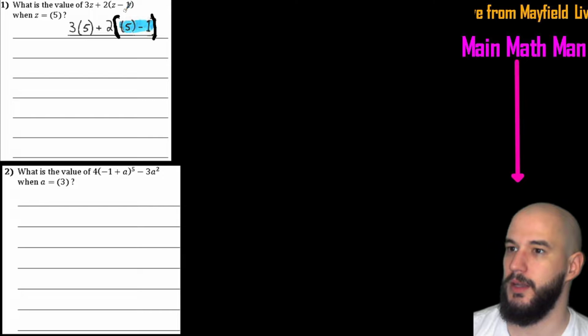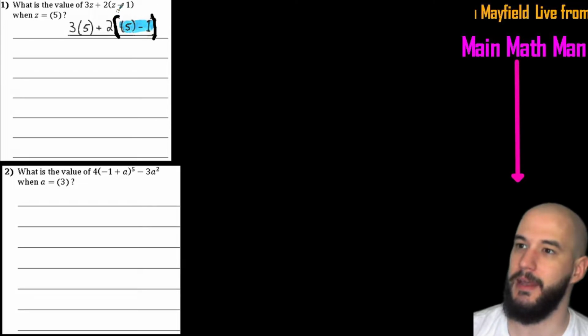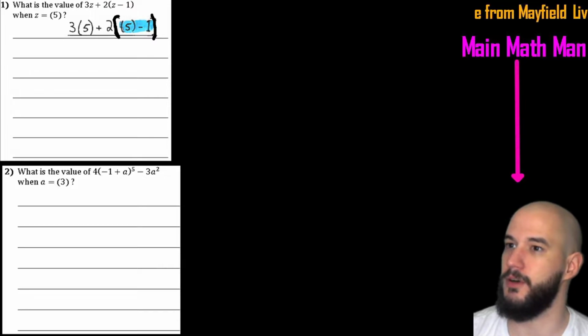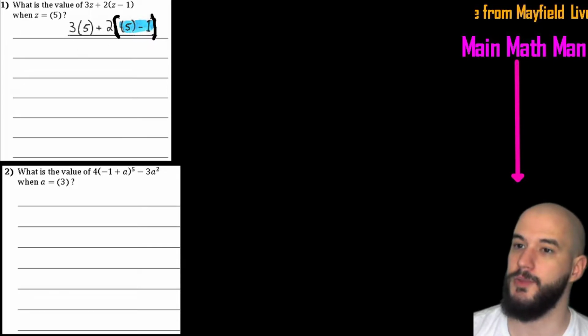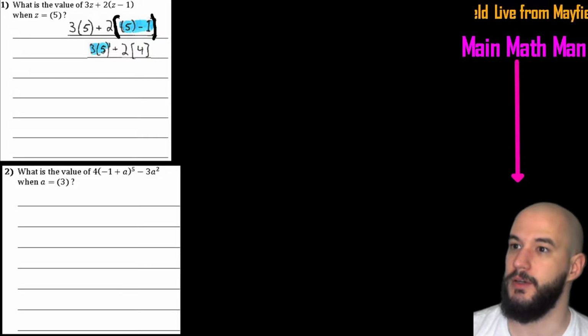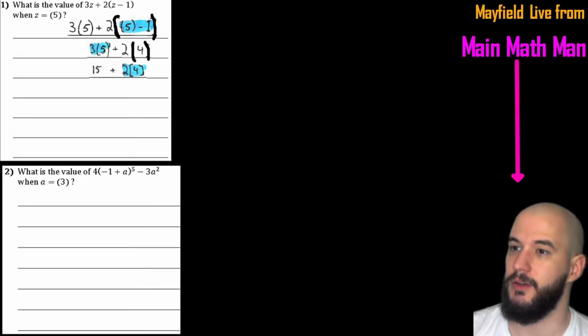So I have 2 times the quantity, and it has 5 minus 1. You can see that's already highlighted there. That's what I'm going to do first. Again, innermost grouping symbols, do 5 minus 1, which is 4. Everything else stays the same. Now I can do 3 times 5, which is 15. Then I can do 2 times 4, which is 8. And then I have 15 plus 8 is 23.